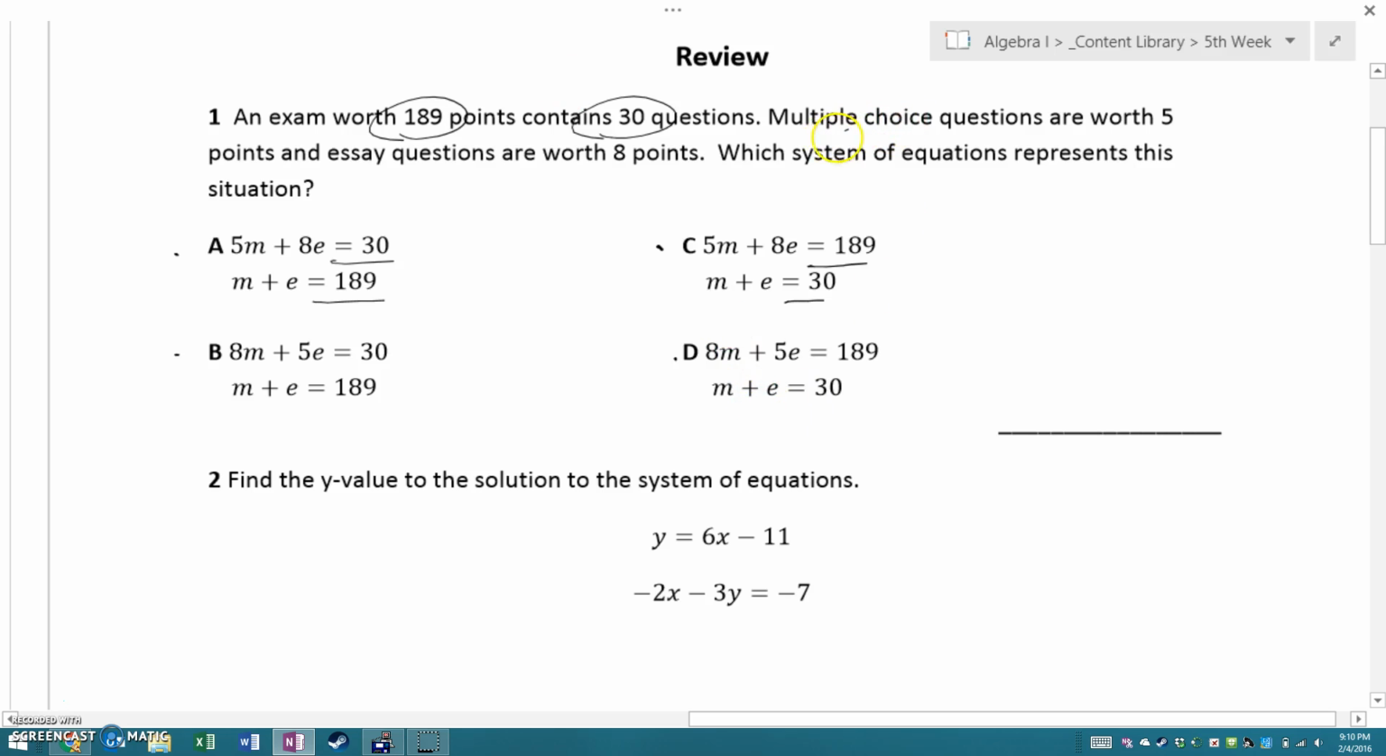Multiple choice questions, so M for multiple choice, are worth 5. So 5 yes, 8 no, 8 no. And essay questions are worth 8, so yes, yes. The total points, that's 5 points, 8 points, has to add up to 189. That's 5 points and 8 points adds up to 30 questions, which is not points. Multiple choice plus essay questions adds up to 30 questions. C is going to be correct here. Okay.